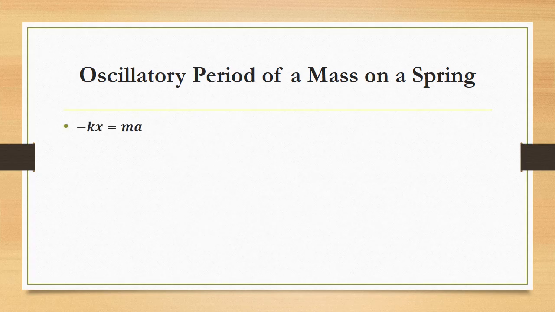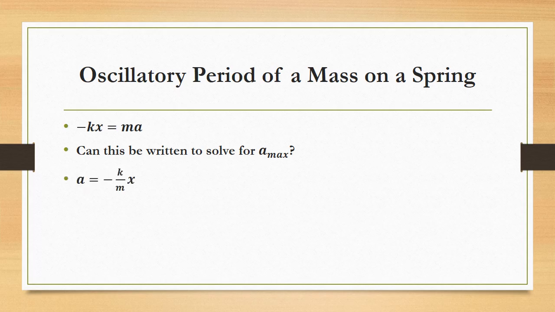So going back to Newton's second law, where Hooke's law, the negative kx, is the only force, so it is the sum of forces, and that equals mass times acceleration. I want to rearrange this. First, we'll just solve it for a, and that's all I've done here, just a little bit of algebra.